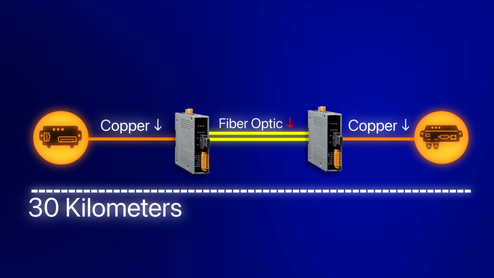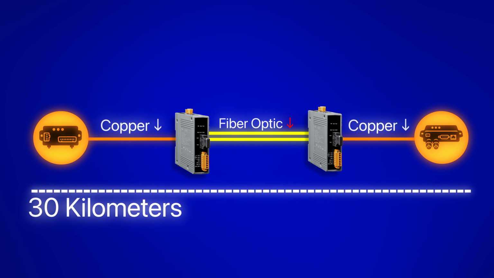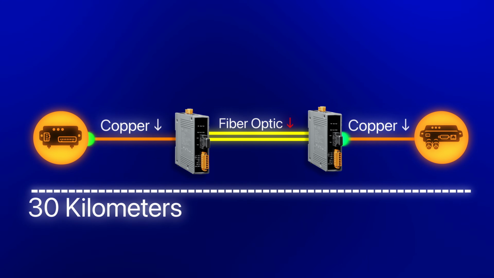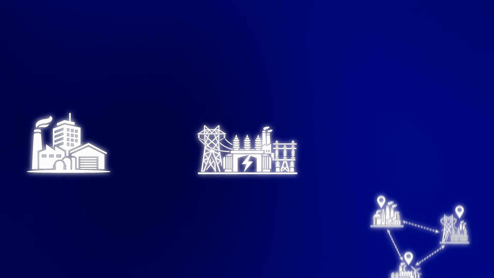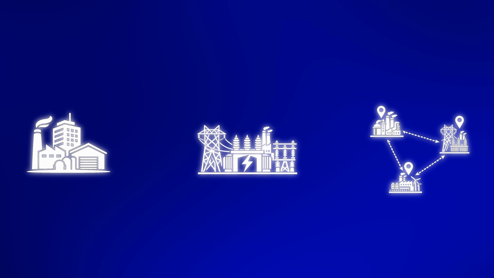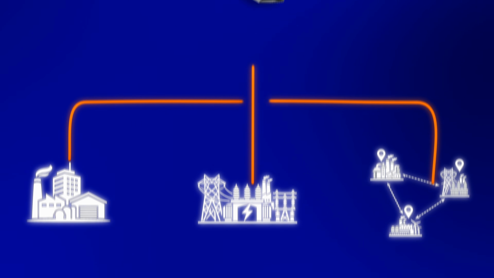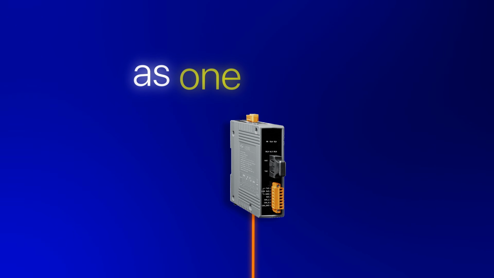It still carries the same core bridge features too, so bus errors stay isolated to one side, and both networks can run their own baud rates. So if you've got buildings, substations, or sections of a facility that are separated by serious distance, this is what ties them all together as one network.